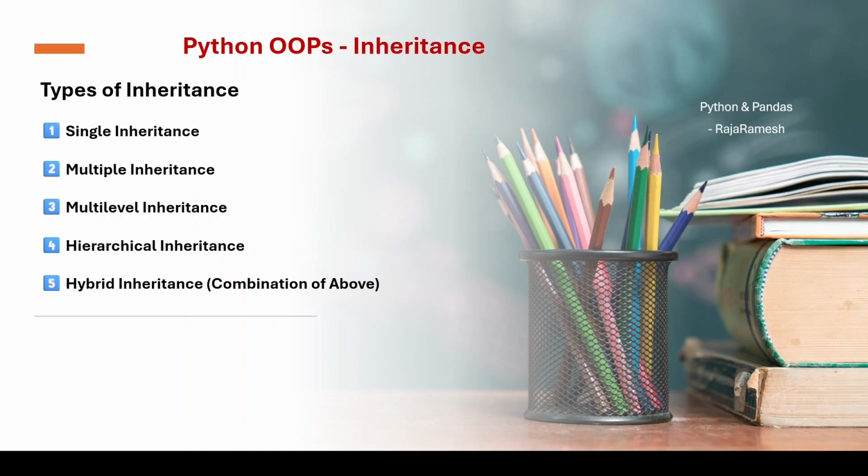And we have hierarchical inheritance. So we will be having multiple child classes inherited from a single parent. And finally we have hybrid inheritance. So this can be termed as the combination of any of the above inheritance models. So you will be using the combination of multiple, multi-level and hierarchical inheritance. So let us see some examples of all of these inheritance types.